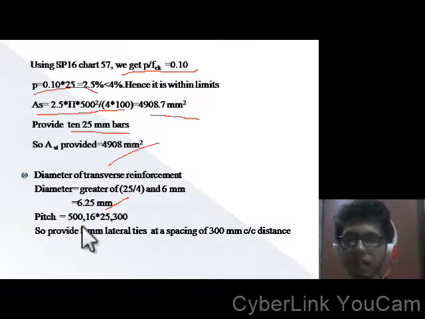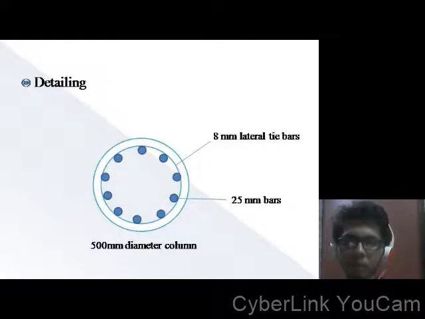For the pitch, the least of the values is taken. 500 mm is the diameter of the circular column, then 16 times the diameter of the longitudinal reinforcement used, and the third condition is 300 mm. The minimum of these values is preferred, and we will choose 300 mm as it is the minimum. So the detailing is that we are providing 8 mm lateral ties and 10 bars of 25 mm in the 500 mm diameter column. With this we conclude the session on the short column.